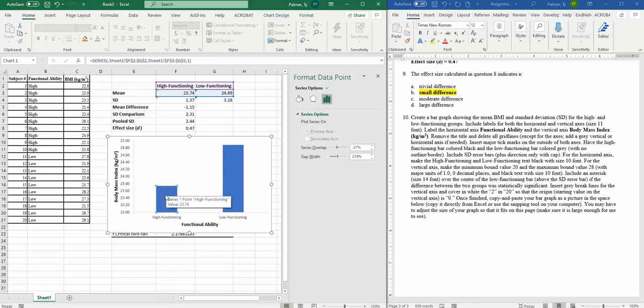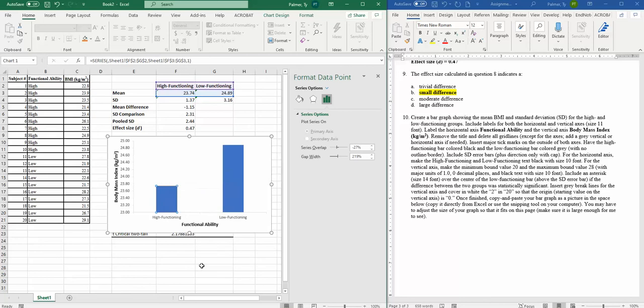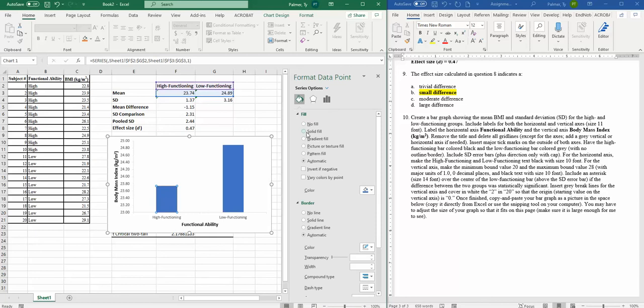So now that this is highlighted, just this one, right click, format data point, go to paint bucket, go to fill, go to solid fill, and then go to black, and that changes it to black. Also, if you look ahead, it says at the very end of the sentence, no outline or border. So once we have it highlighted and changed it to black fill, go to border, which is right down below, and then just go to no line. Okay, and that removes any border or outline around the bar.